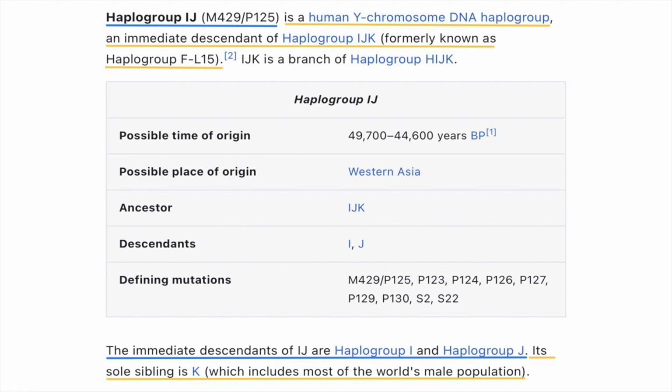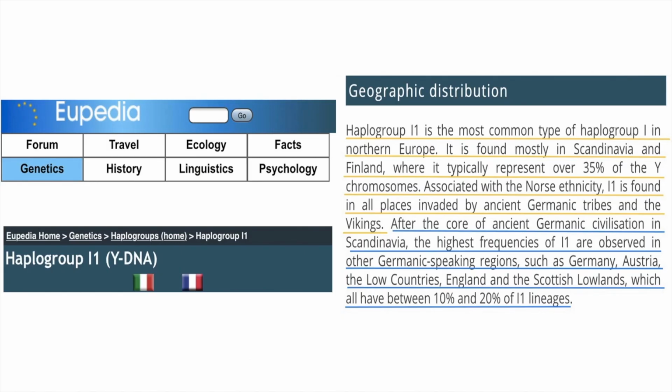That right there to me kind of indicates why haplogroup J couldn't really be Semitic, because if we say haplogroup J is Semitic, then we have to say haplogroup I is Semitic, and that K is also Semitic, its sole sibling, and then we'll basically have to say that most of the world's male population is Semitic, is from Shem. That really wouldn't make too much sense. I, J, K, it's all related. They're all siblings, and then from K will come most males. So it wouldn't make much sense to say most of the world's population is Shem. So now let's deal with haplogroup I.